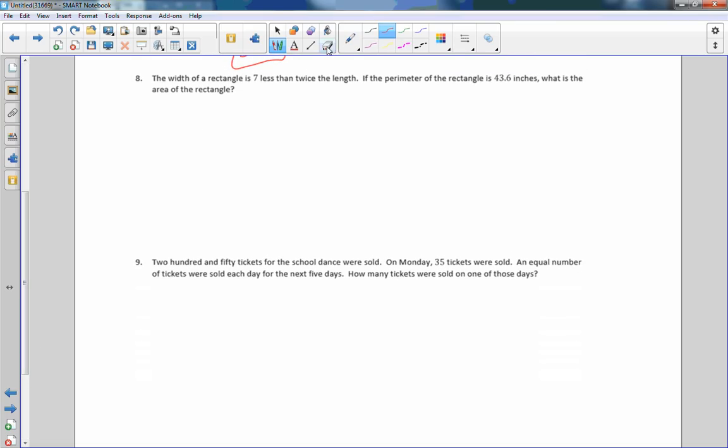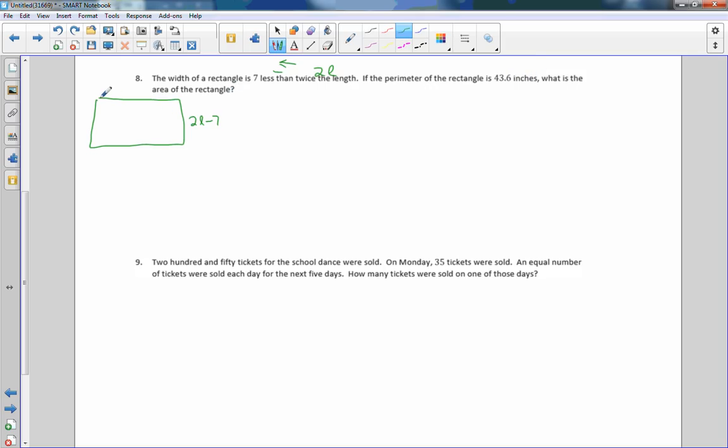Number 8. Move this out of the way. Do your rough draft above. The width of a rectangle. So here I would draw a picture. Okay, let's do a rectangle. They're talking about a rectangle. Let's draw it. The width of a rectangle is 7 less than, reading right to left, twice the length. So the width is 2L minus 7. That's this side here. If the perimeter of the rectangle is 43.6 inches, what is the area?